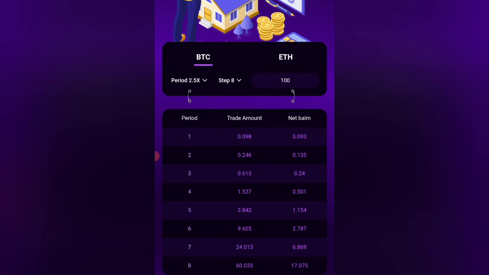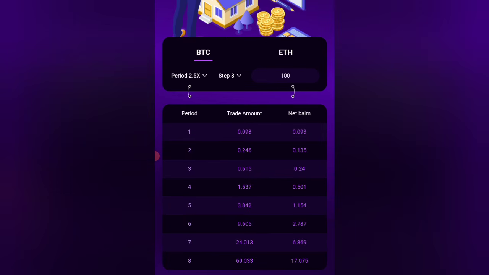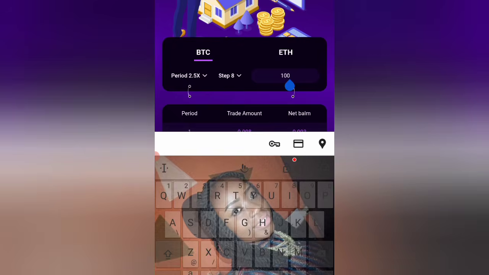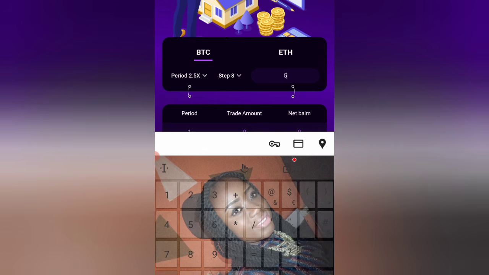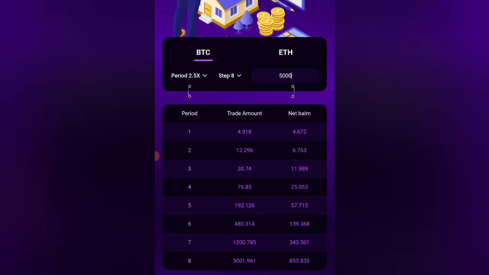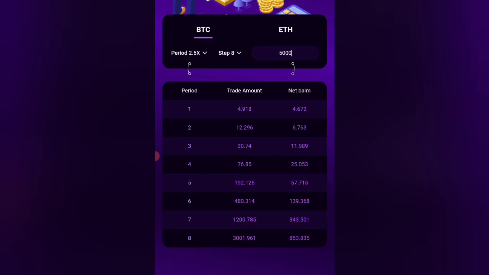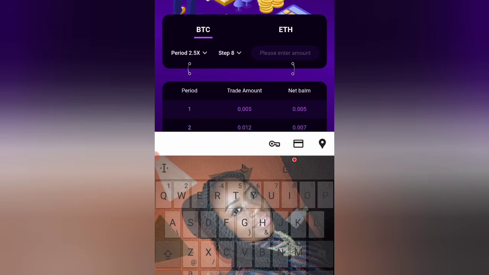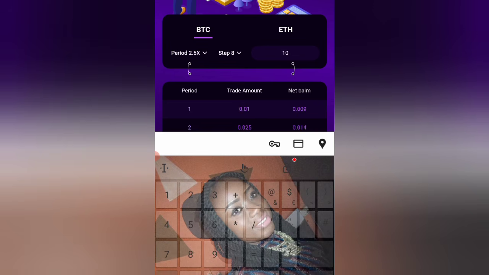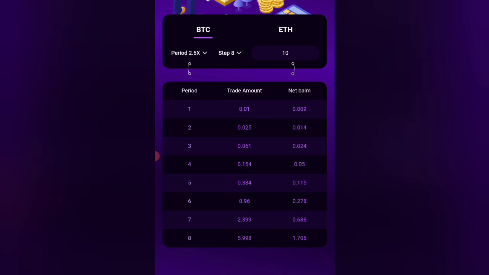So now I've just explained the calculator. Remember, any amount you are funding, even if it is $5,000, enter it here. And the calculator will automatically tell you how much you should use to enter a particular trade based on your capital. So even if it is $10, still enter it there and use the calculator recommendation to enter your trade.